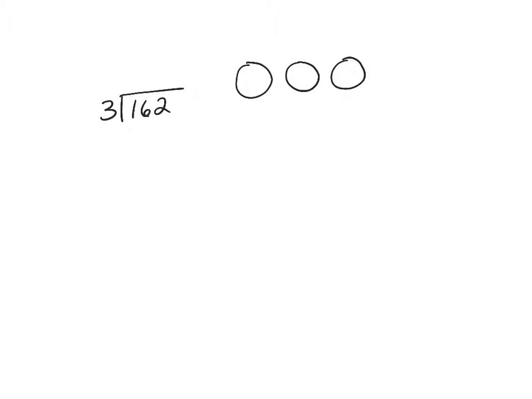Well, how many could go into each one of those groups? Well, I really don't know the answer to that, but I know for sure that I could put 50 into each group, because 50 plus 50 plus 50 gives me 150. So if I put 50 into each one of those groups, 50 times 3 is equal to 150. I could take the 150 things away from the 162 things, and I would be left with 12 things at that particular point left over.